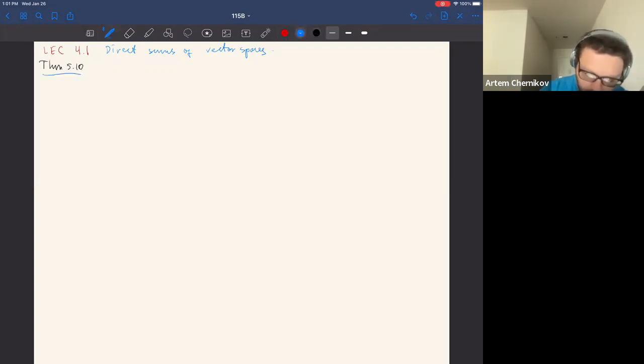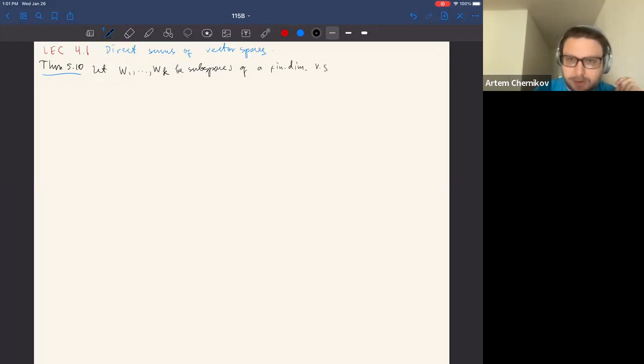Okay. I'm going to state the equivalent properties one by one and then prove them accordingly. So let me remind you. The situation is that we're given some subspaces, W1 through WK, subspaces of a finite dimensional vector space V. Then the following are equivalent.